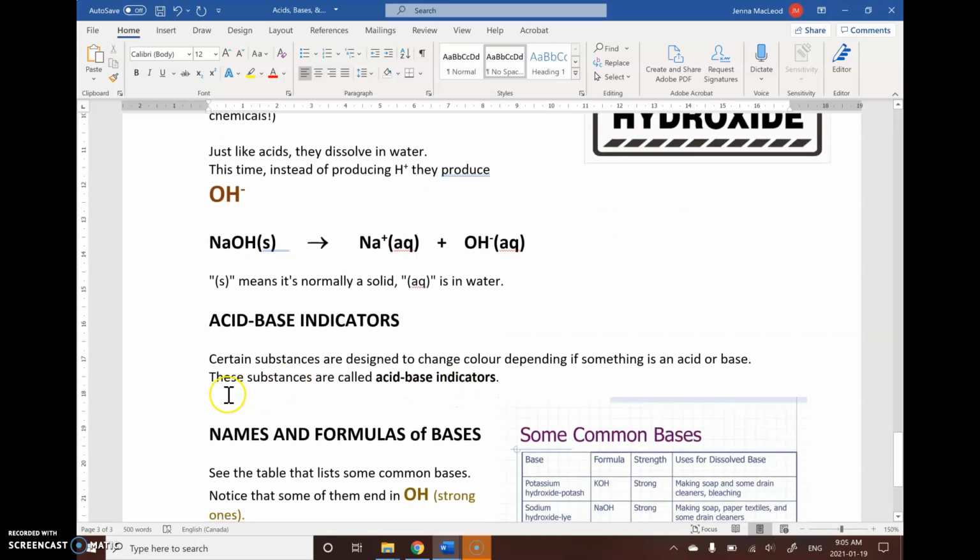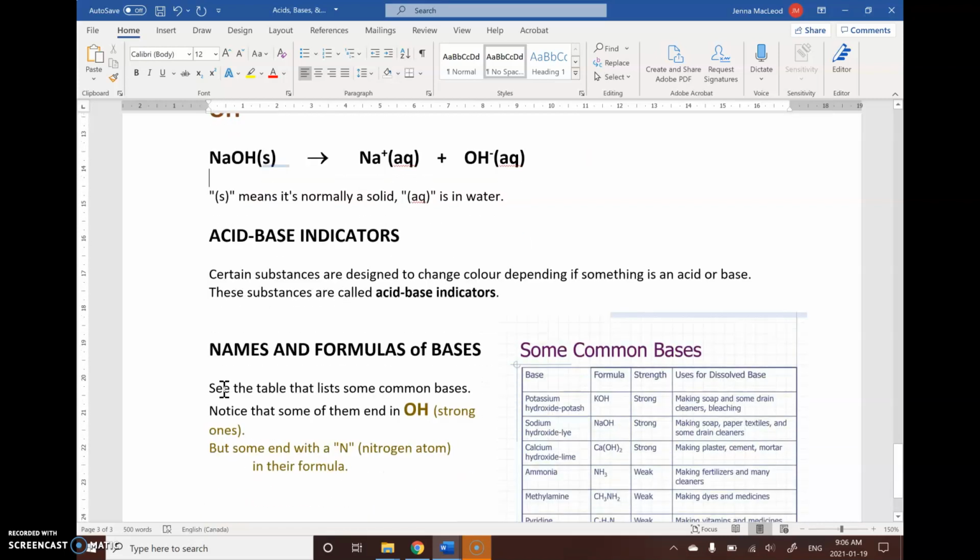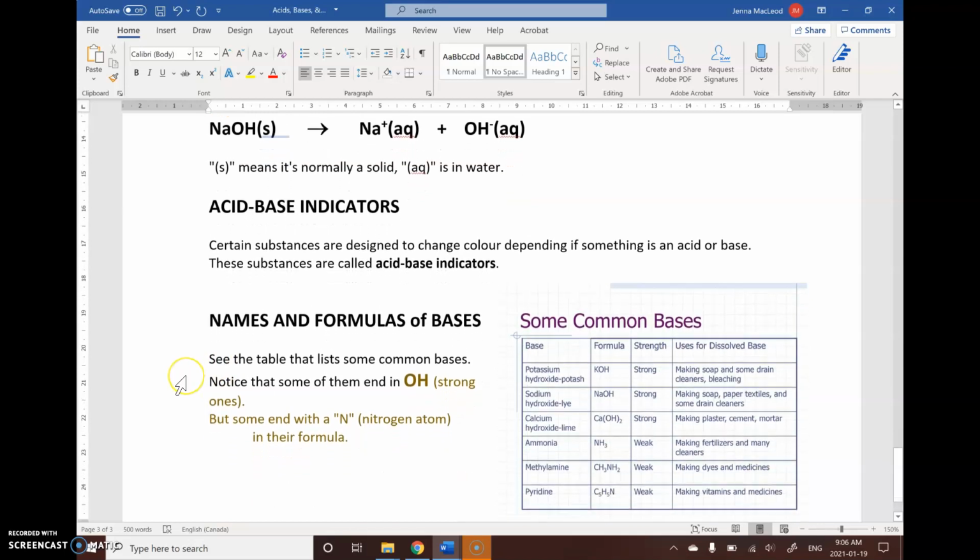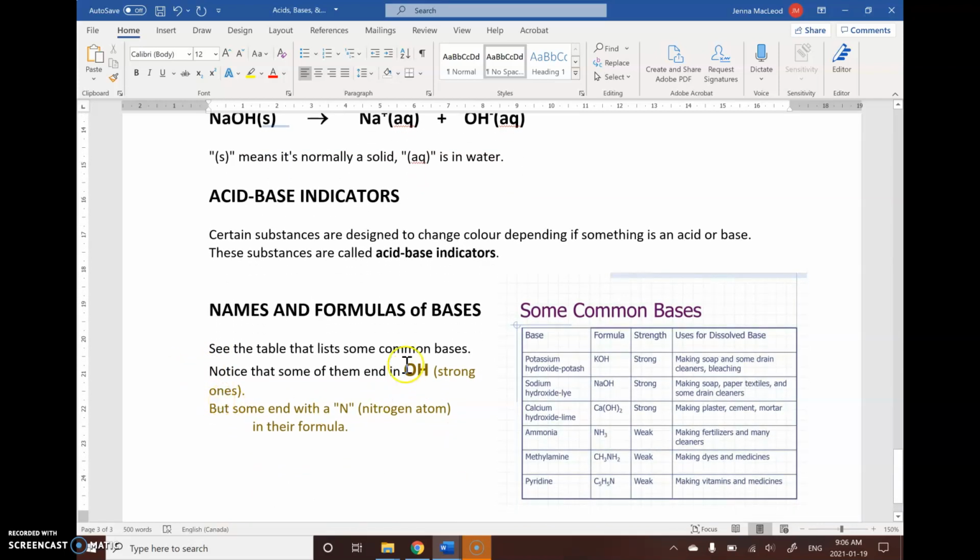Some substances are designed to change color depending on whether something is an acid or base, and we call them acid-base indicators. For example, litmus paper, but something that you're probably more comfortable with is called a pH indicator, and we're going to be looking at those. Names and formulas of bases: I have some on the side. Just remember, when you see the hydroxide there, that tells you it's a base.